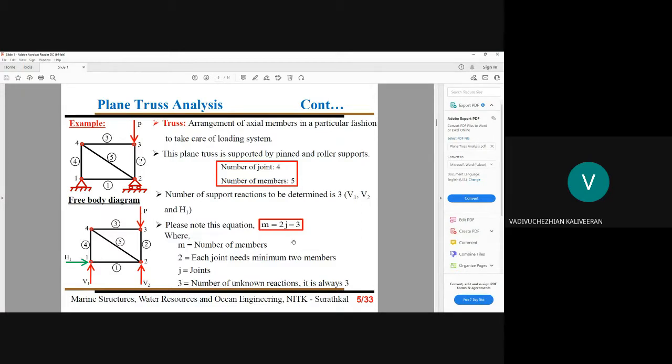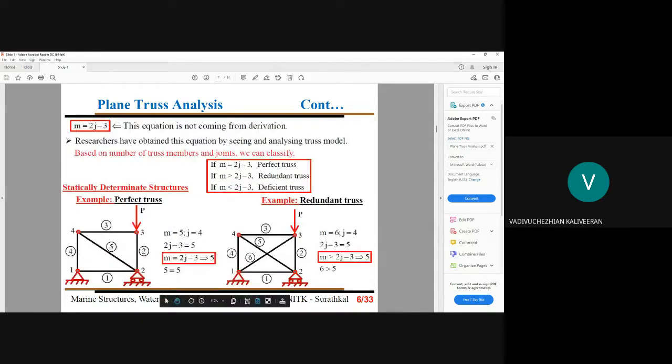Next, we have to understand how this part is coming. See, m equal to 2j minus 3: this j is multiplied by 2 because we need a minimum of 2 members, and 3 is the support reactions. When you put them together, we get our corresponding numbers. This is only an observation. From various models, we observe and finally arrive at this equation in terms of members, joints and support reactions.